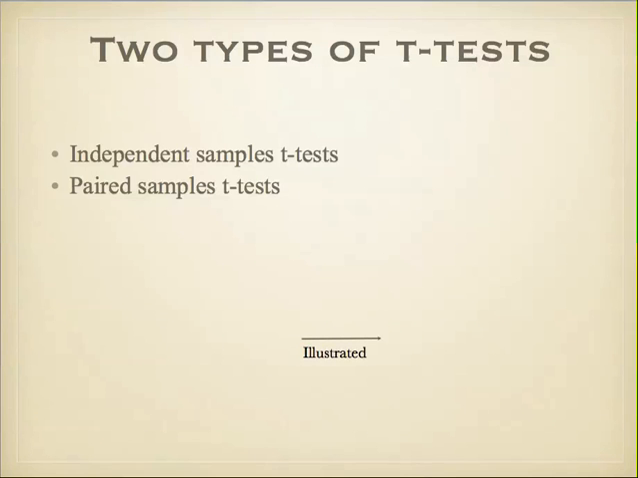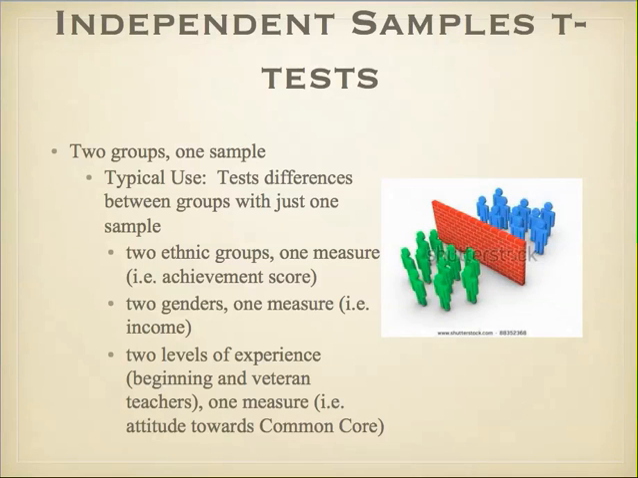Now there are two different types of t-tests, independent samples t-tests and paired samples t-tests, and all that means is what kind of group you are going to be sampling. Does the group consist of two different individuals, or is it the same group being tested twice? With independent samples t-tests, you are taking a look at two different groups. One group, in this case the green group, and the other, the blue group, and you want to see if there's a statistically significant difference between these two groups.